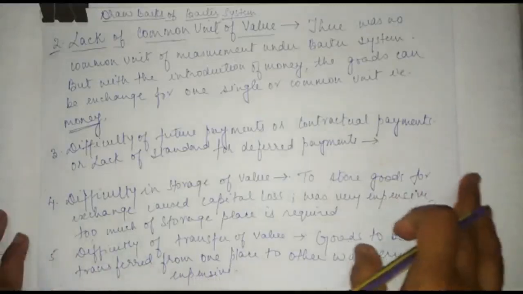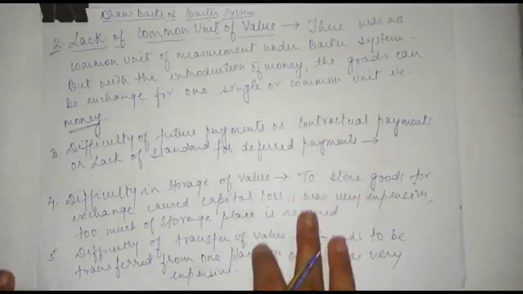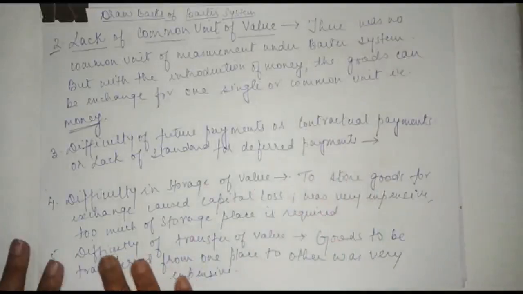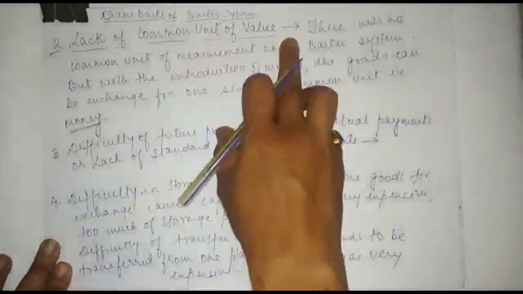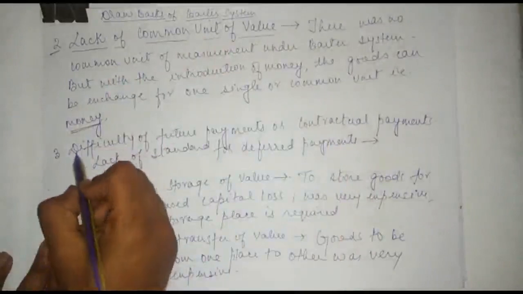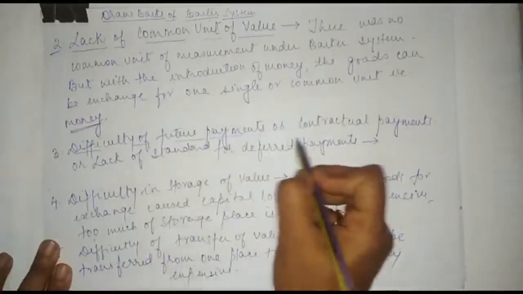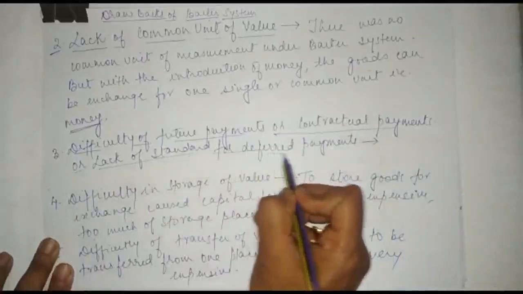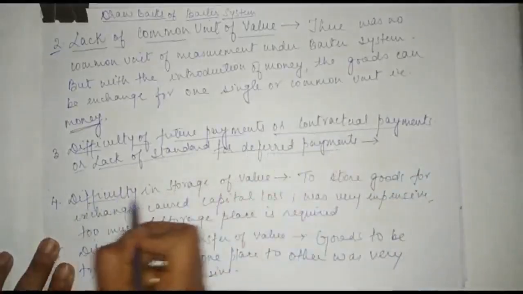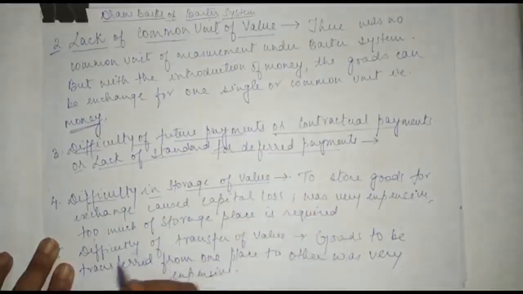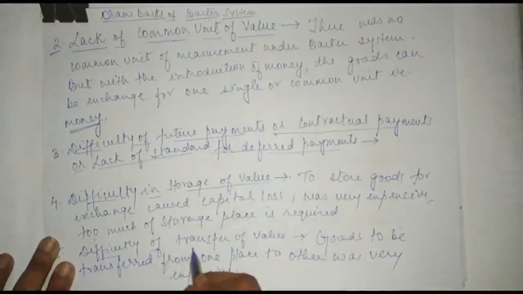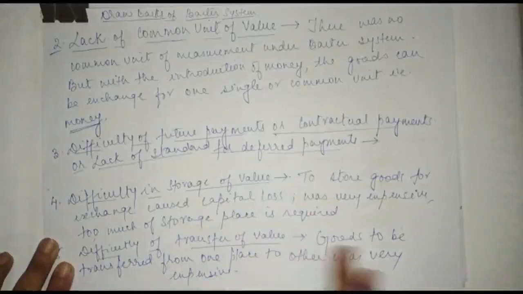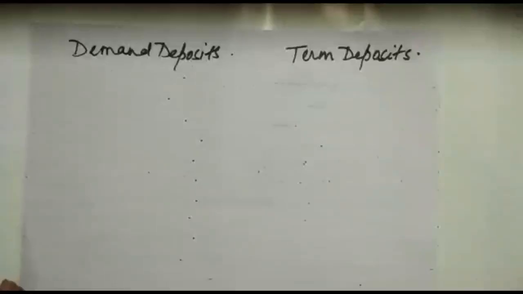So these are the drawbacks of your barter system. The first was lack of double coincidence of wants, lack of common unit of value, difficulty of future payments or contractual payments, or we can say lack of standard for deferred payments, difficulty in storage of value, and difficulty of transfer of value. So these are your drawbacks of barter system.